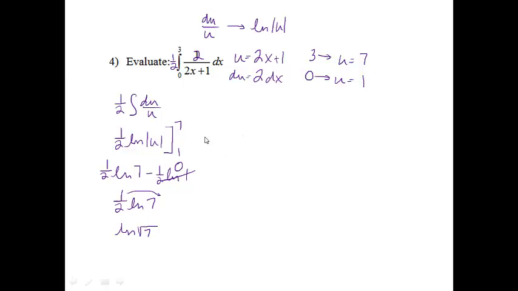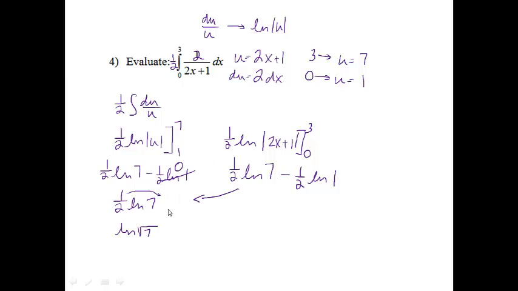All right, if I did not take that route, I would have subbed my u back in, which would have been 2x plus 1. And then I would have just evaluated at the normal endpoints that they gave me in the problem. So I would have had 1/2 natural log, plug 3 in, 2 times 3 plus 1 is 7, absolute value of 7 is 7, and then minus 1/2 natural log. If I plug 0 in, 2 times 0 plus 1 is 1, the absolute value of 1 is 1, and notice I'm in the exact same spot that I was in the other side of the problem. So either way is totally fine.